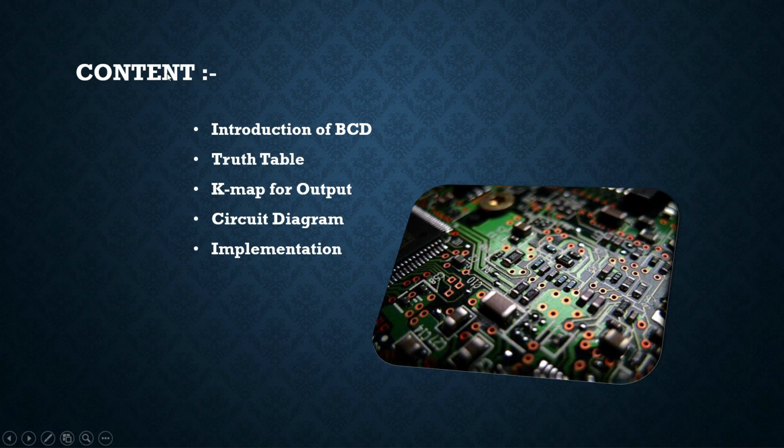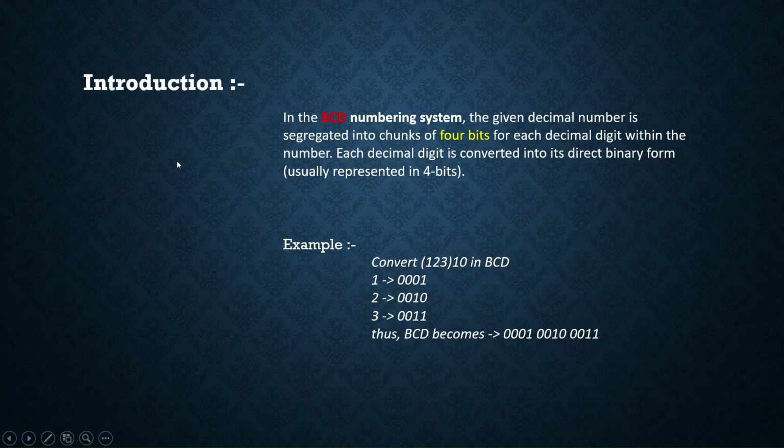So here is the content outline of my presentation. First we will see the introduction of BCD, then the truth table. In the truth table, we will see how we detect the error, and in the KMap we will put the values from the truth table and generate the equations. And in the circuit, we will draw the circuit diagram from the equation, and at last the implementation. So first, see the introduction.